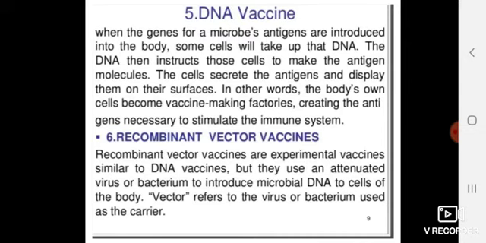DNA will be introduced. And another one, recombinant vector vaccines. It is an experimental vaccine similar to the DNA vaccine. It uses an attenuated virus or bacterium to introduce the microbial DNA to cells in the body. The vector refers to the virus or bacterium used as a carrier. Here, the vector, one virus or bacterium, is introduced in our body.